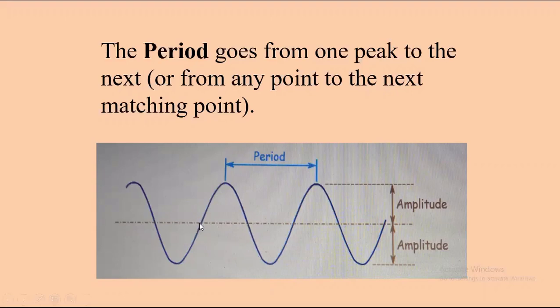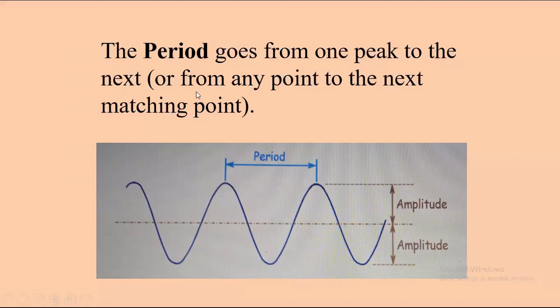But what about this point? You see this point and this point, it is a matching point, because the upper direction is towards the right side and lower direction is towards the left side. So this point and this point, this is a matching point. So this length is period. If you consider the first definition, this is period.